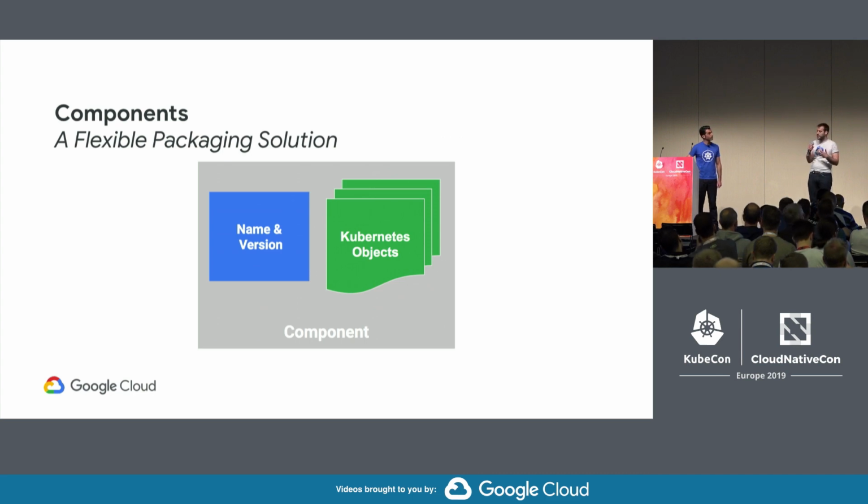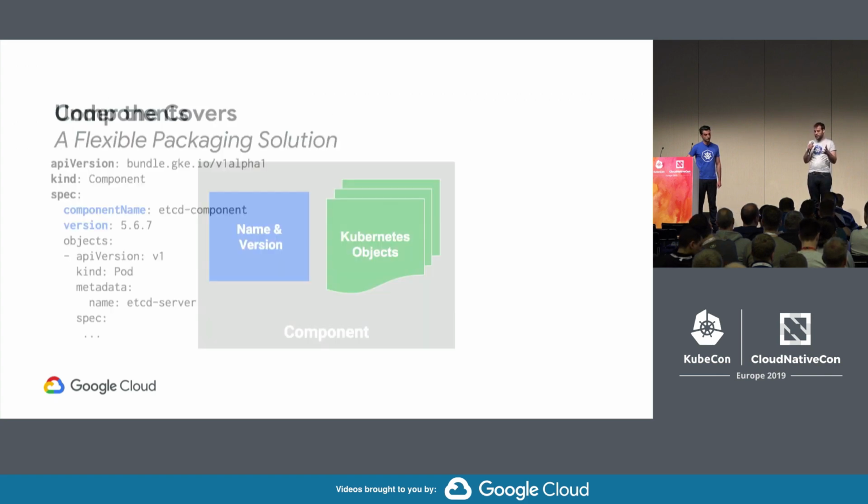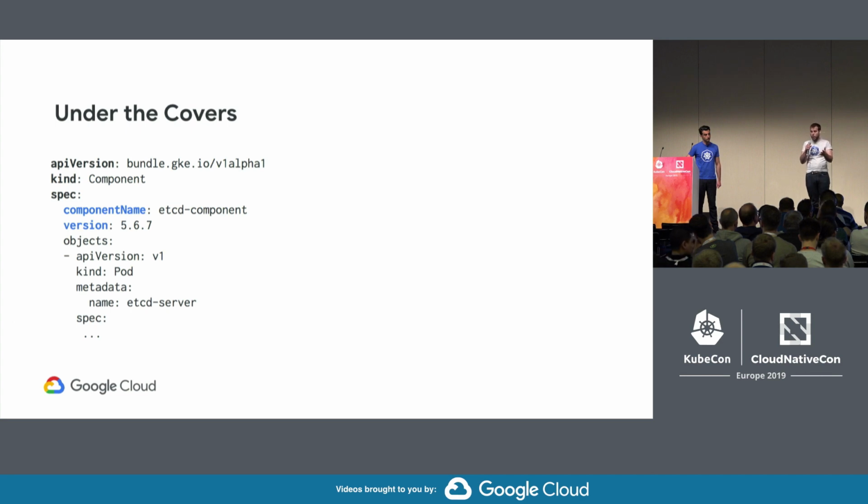What it is really is just a very, very lightweight packaging solution. So we stick a name and a version onto some Kubernetes objects. And when you look at the YAML file, this is kind of all it is. And you might be thinking, why is this interesting? And I think it comes down to the philosophy of what this means.